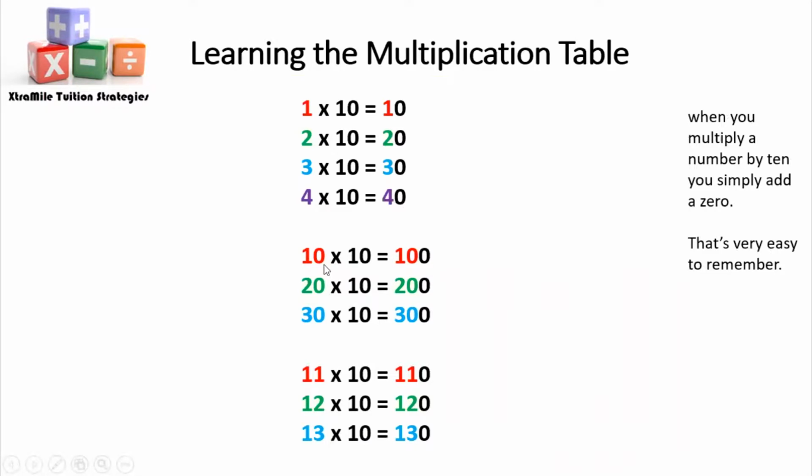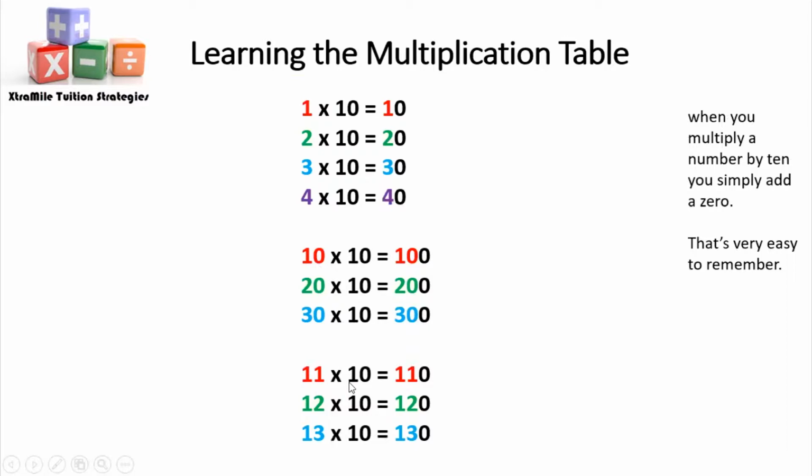You can also apply this when you multiply numbers like 10 times 10. 10 times 10 is 10 with a 0, 100. 20 times 10 is 20 with a 0, 200. 30 times 10 is 300, which is 30 with a 0. It applies to all numbers. When you multiply by 10, just add a 0.